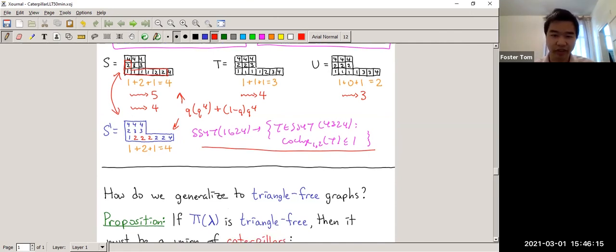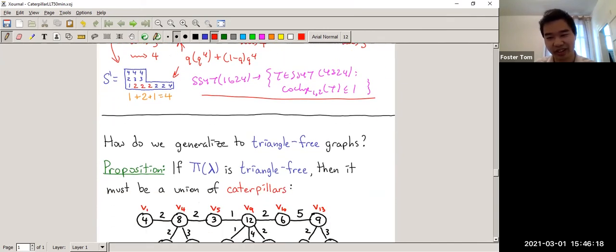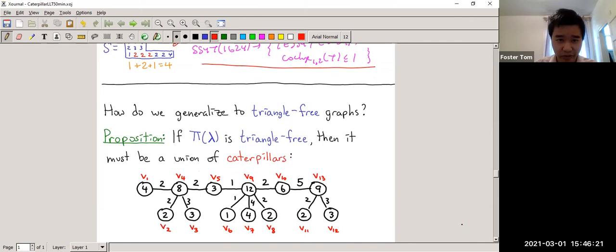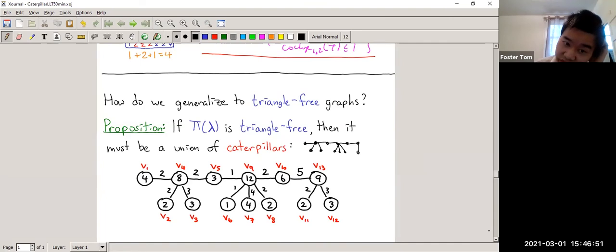And when I'm calling these triangle-free graphs, I'm being a bit dishonest, actually, because just from the algorithm that produces these graphs, if I have no triangles, then I can't have any cycles at all, so I have to be a union of trees. And moreover, I actually have to be a union of caterpillars. So I think this is so cute. A caterpillar is a graph that's a path, and then I just have some vertices of degree 1 attached to some of the vertices of this path. So I have to have graphs that look like this.